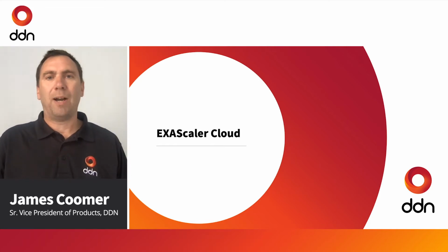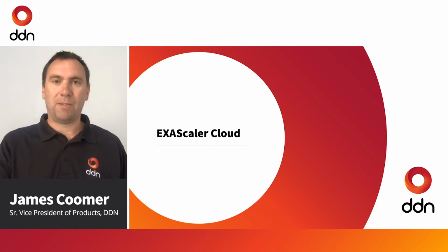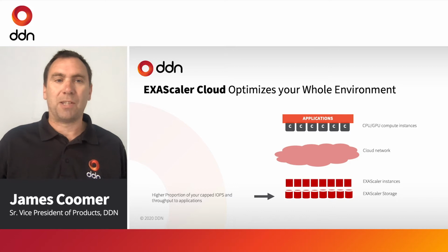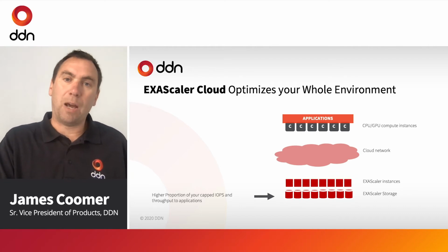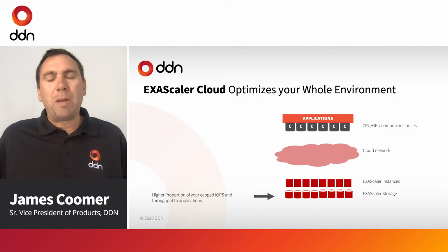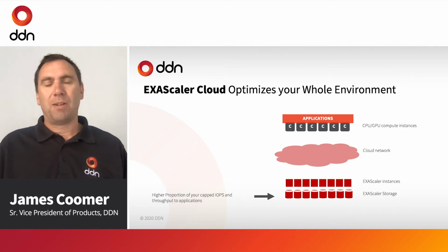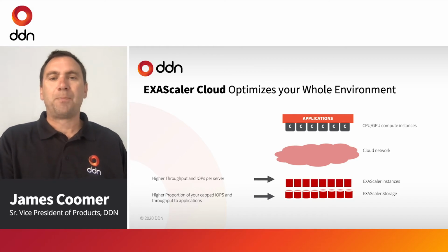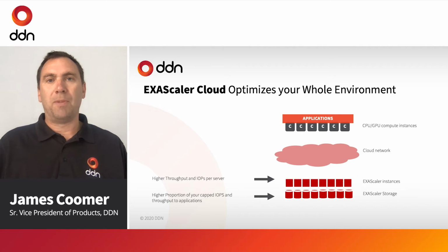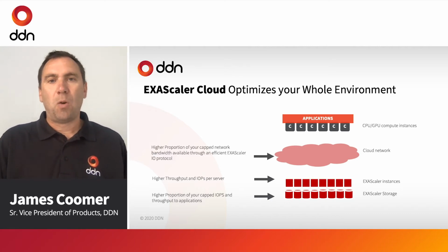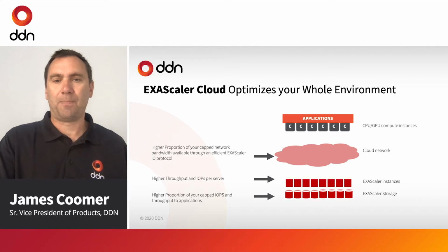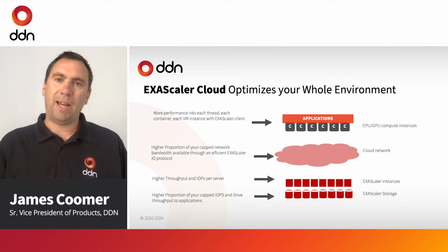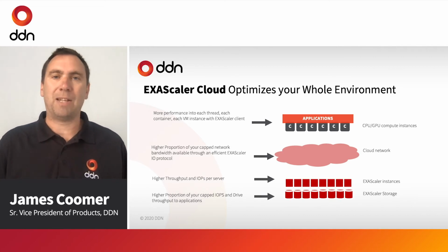I want to talk to you about how EXAScaler optimizes your entire cloud resources. EXAScaler is a parallel file system, and that helps us really get the most out of all your resources, from compute down to obviously the storage instances. So we deliver you a high proportion of your capped IOPS and throughput from the disk devices. We provide higher throughput and IOPS from the storage server instances. We have an optimized network protocol that gets the best out of your network bandwidth. And finally, we have an intelligent client that extracts the potential from the storage and delivers it into the applications, into your real workloads, which is probably one of the most important aspects.